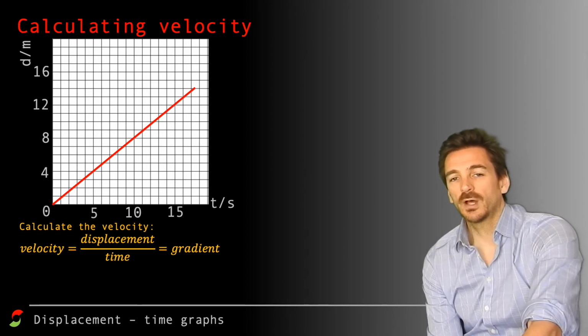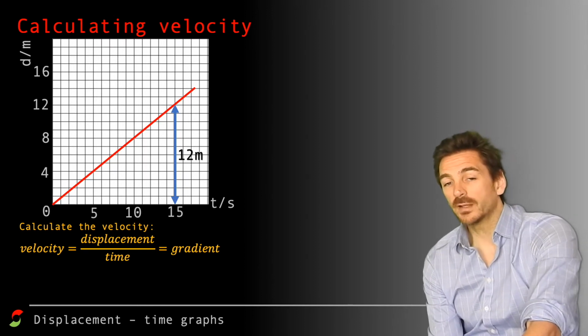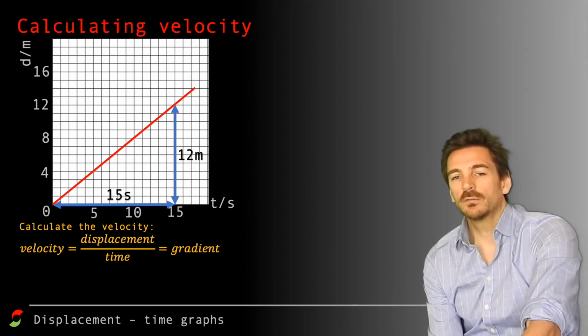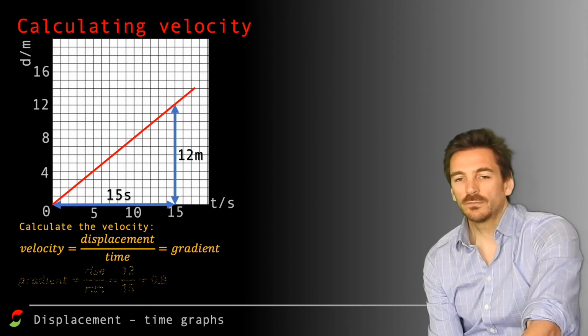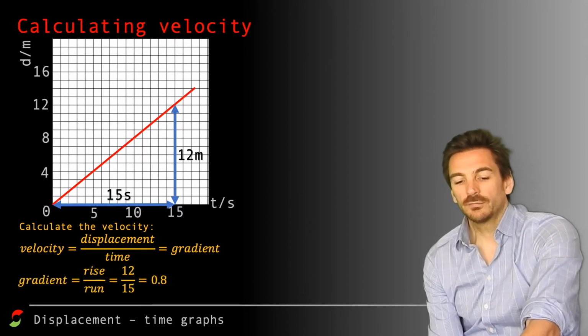So I'm going to identify a triangle. Here's my starter triangle. That's my rise there. The rise of my triangle is 12 meters, and the run of my triangle is 15 seconds. So I've got 12 divided by 15, which is 0.8. And don't forget the units.